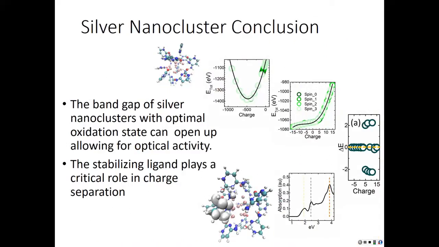So just a quick conclusion. We have a silver nanoparticle. We looked at the different energy, and we found the minimum to be around -500. But then we looked further near neutral states. We saw that several of these would have a band gap open up, and then we looked at it and found that the ligand played a critical role in the fluorescence.